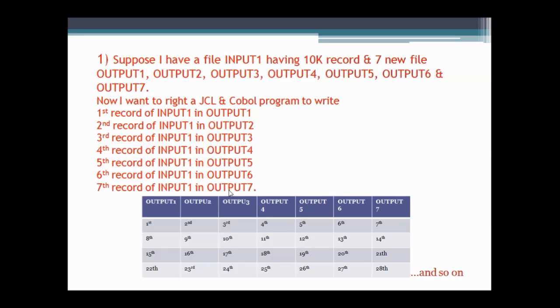Now again, from the 8th record onwards till 14th, I want to write to output 1, 2, 3, 4, 5 till 7. Once 7th is reached, after that from the 15th record onwards, again start writing to output 1, 2, 3, 4, 5, 6, 7. Again after the 20th record is reached, start writing the 22nd record onwards to output 1, 2, 3, 4, 5, 6, 7 till 28th and so on.